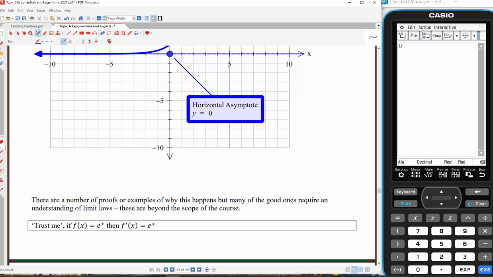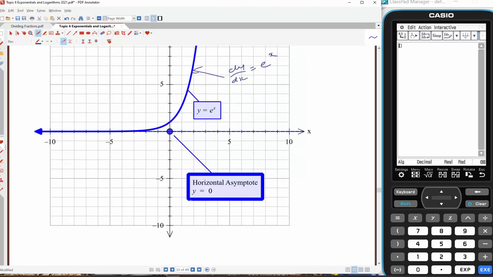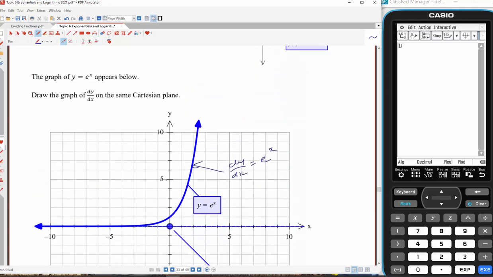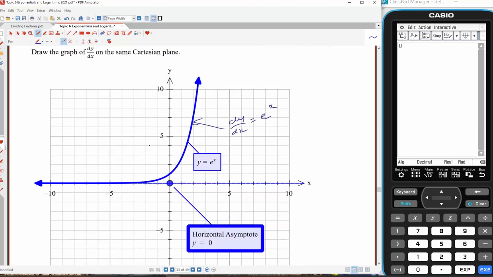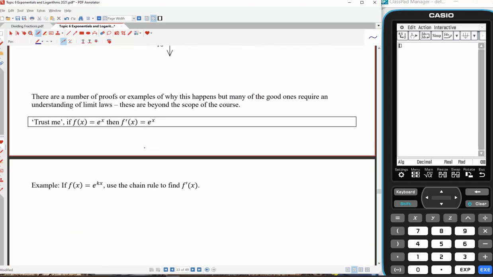There are a number of proofs or examples of why this happens, but many of the good ones require an understanding of limit laws. These are beyond the scope of the course. The textbook says that. And truth be told, I think I used to know how to do a proof of this and how to use the limit laws, and I just can't remember how to do it anymore. So if you're really keen, look it up online somewhere. I'm sure you'll find someone out there who can explain it really well. At the end of the day, in applied mathematics, we're just going to use the fact that someone else has shown us this, and GeoGebra seems to suggest it's true, so we're just going to use it.